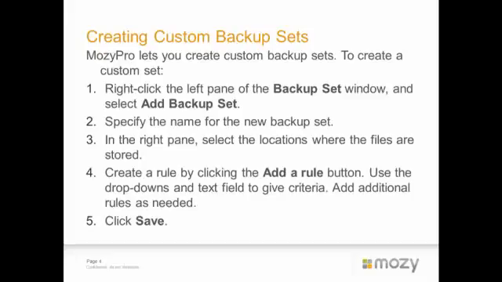You specify the name for the backup set. So there are really three things. A name for the backup set. In the right pane, you have to select a location. That's the second item, a location for where the files are stored. And then a rule has to be added. A rule just says what types of files in this location do you want to back up.